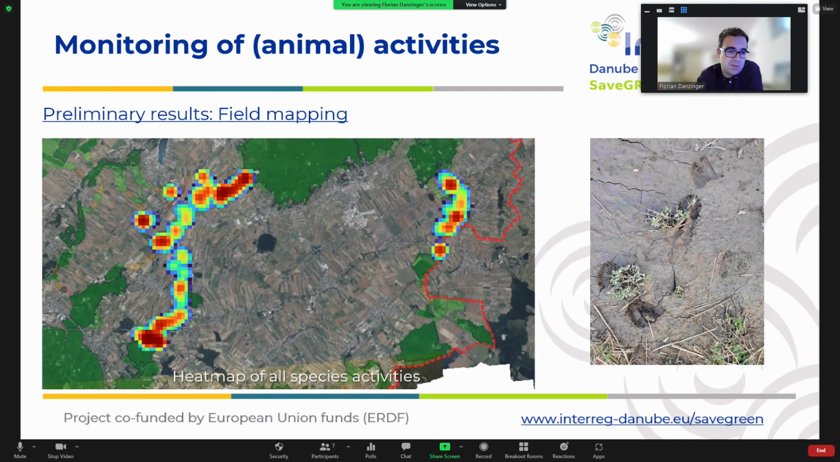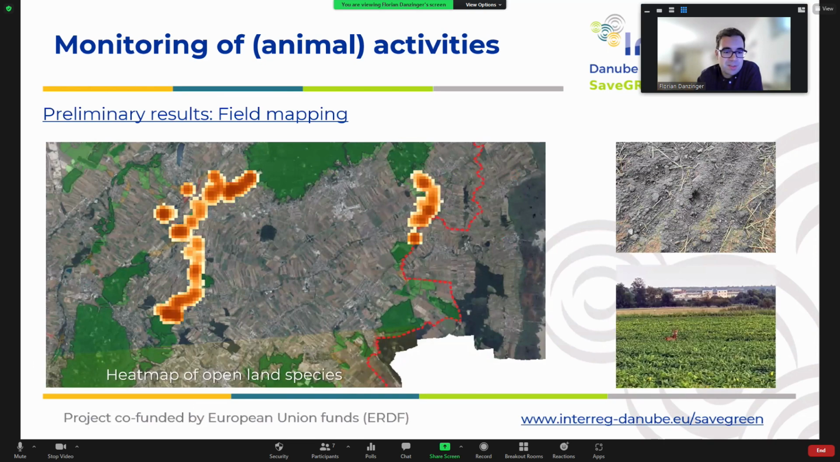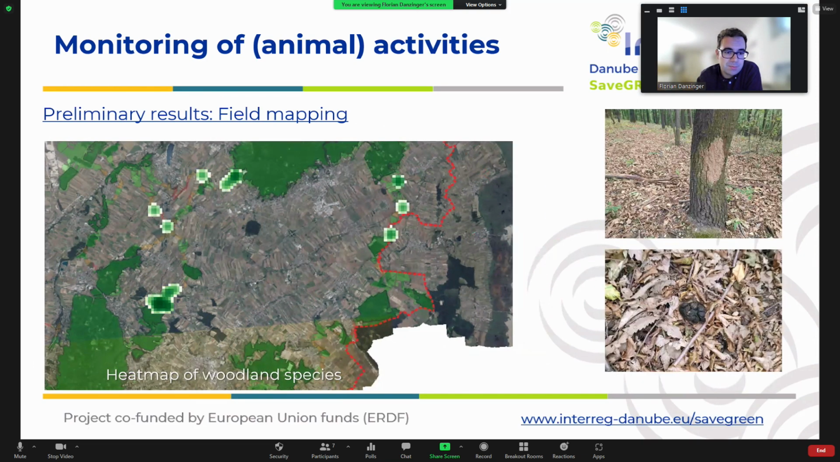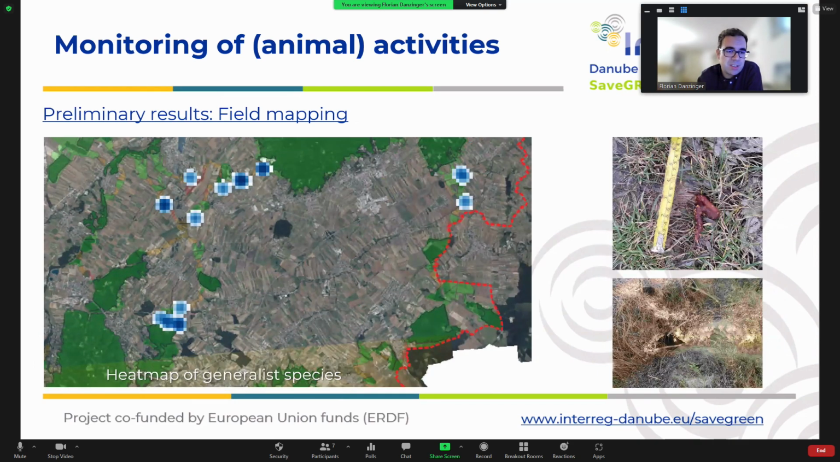But you can also do it, for example, for our 3 groups: the open land species that are present throughout the corridor, woodland species that are attached to these woodland patches, and the generalist species that are also present in the area. Here you can see feces, or the home of a fox.